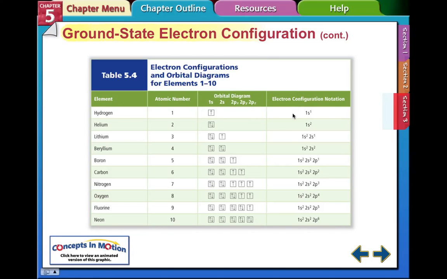So hydrogen has 1 electron, so it fills the 1s, so it has 1 up arrow. Helium has 2 electrons, so it fills up and down. Lithium has 3, so it fills up, down, and back up. Okay?